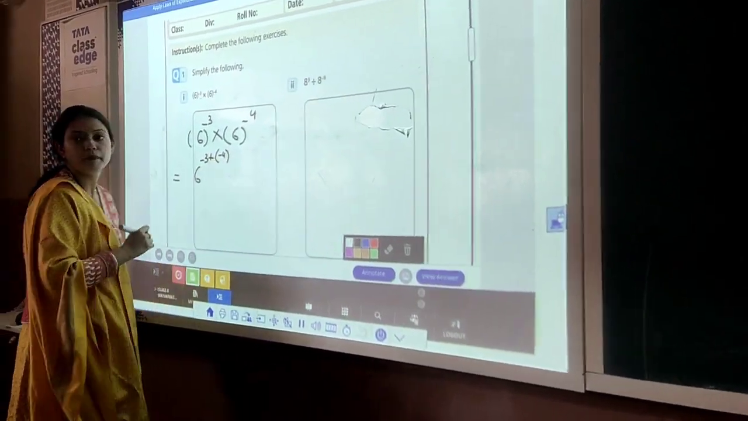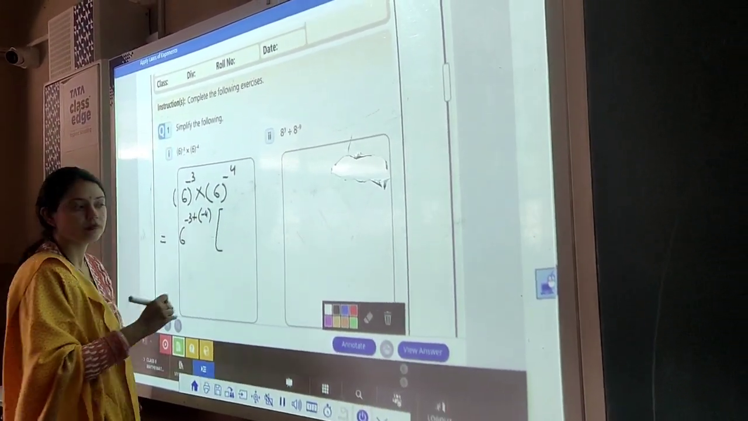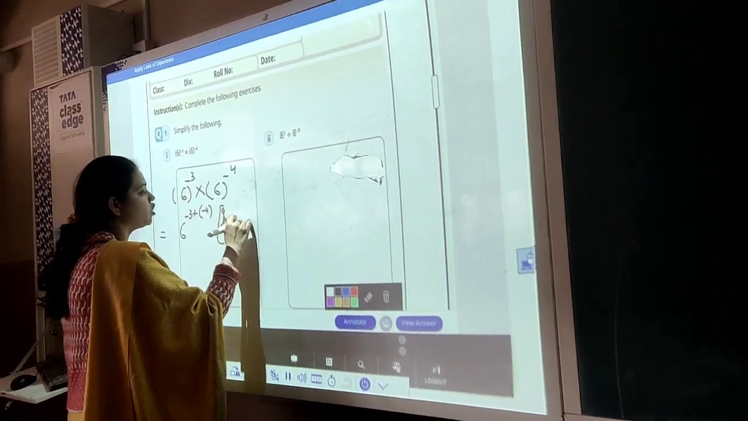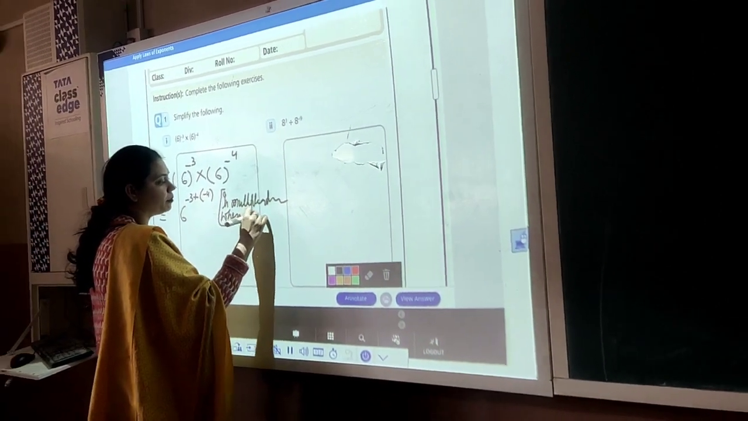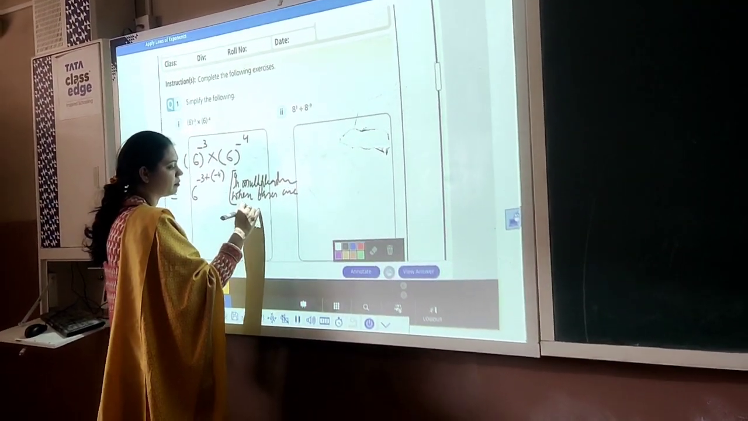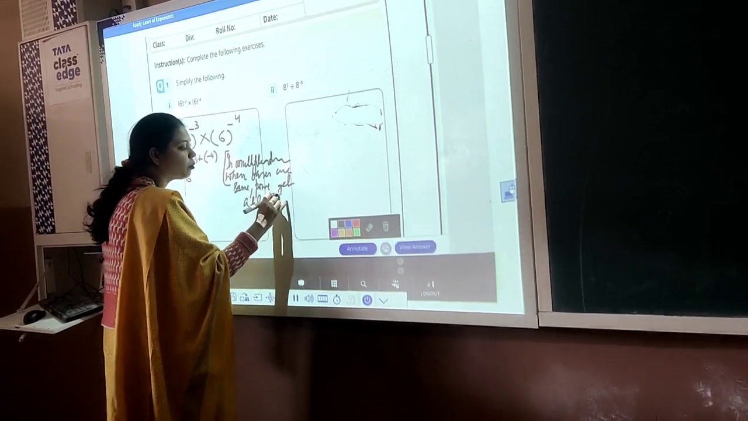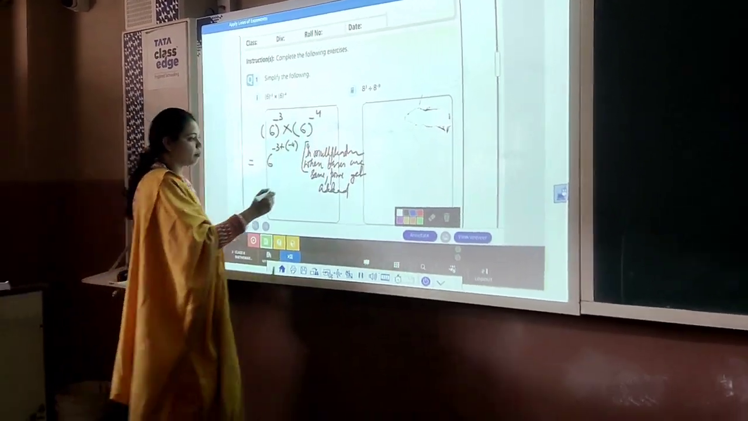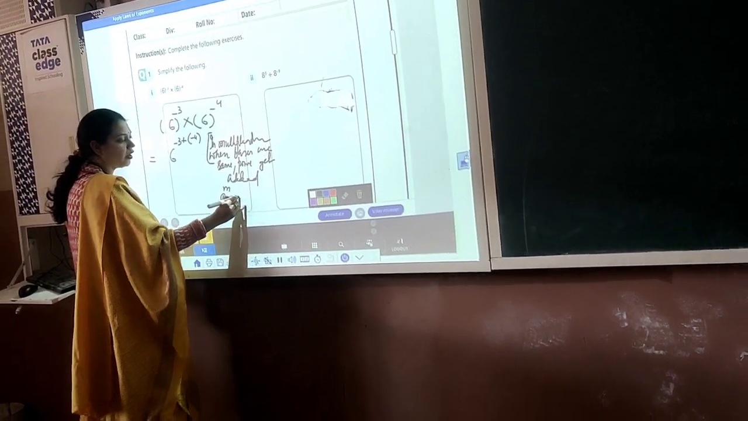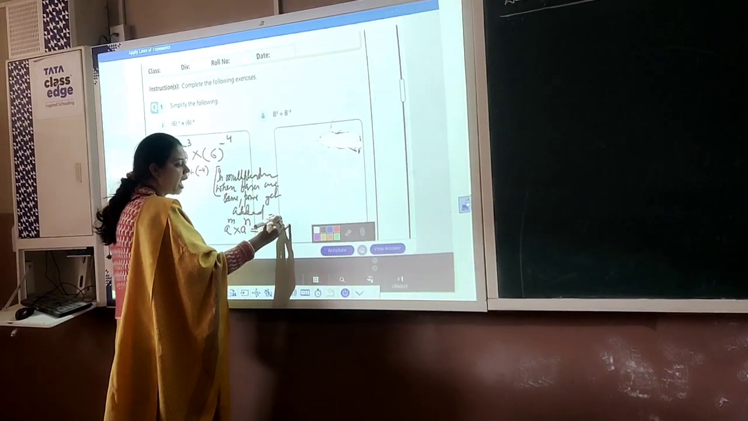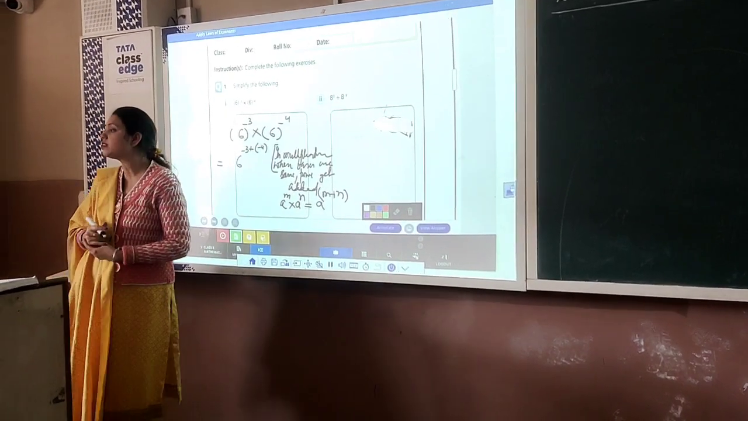Bases are same, power get added. So write down, using which law? In multiplication, write down: when bases are same, power get added. You must write the reason here as what? A raised to power m into a raised to power n is equal to a raised to power m plus n. In mathematics, in each and every step, reason is very important.